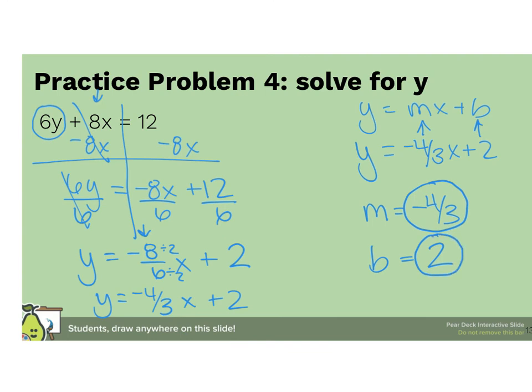Don't put b equals, just put 2 or 2/1. They'll both be counted as correct. Don't forget the signs. Pay attention to your signs. If it's positive or negative, use a calculator to double check your work. It is a quiz, exit tickets are quizzes, so take your time, use your notes, and do your best.